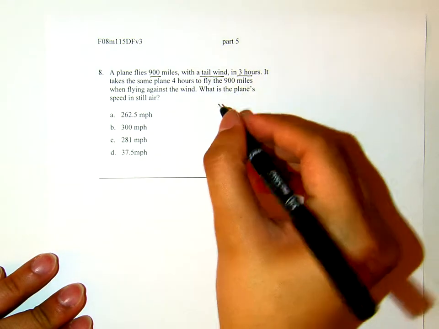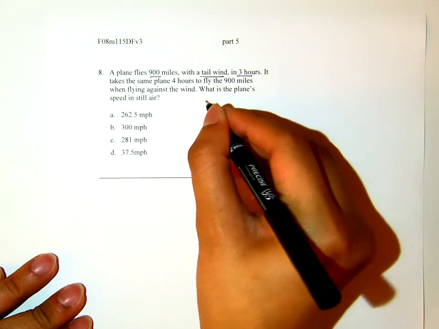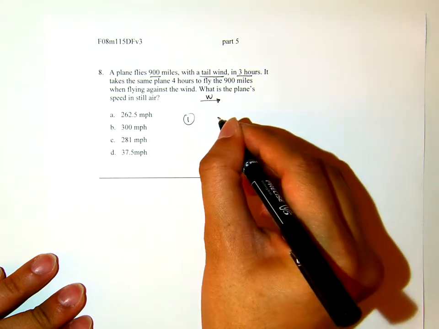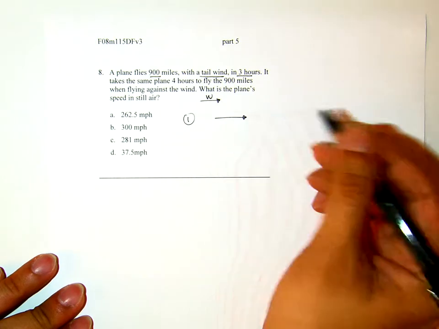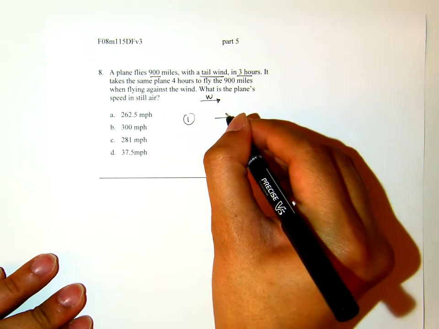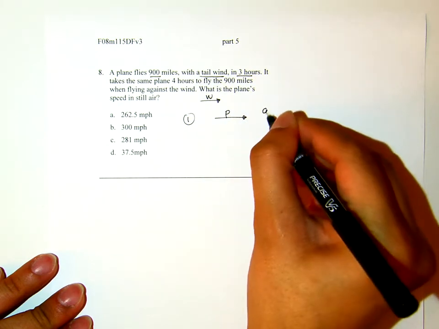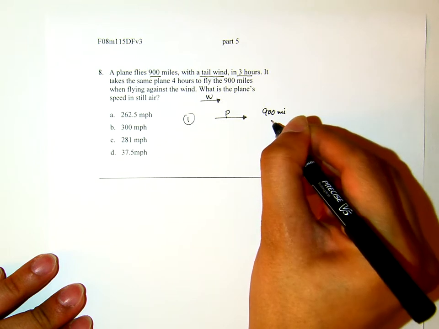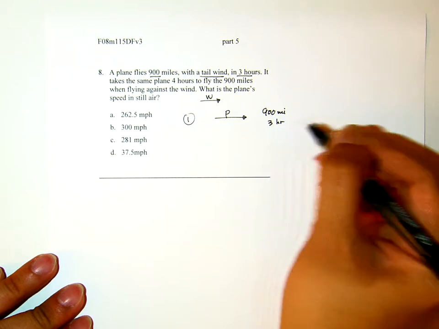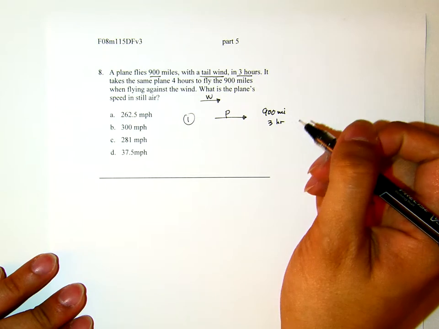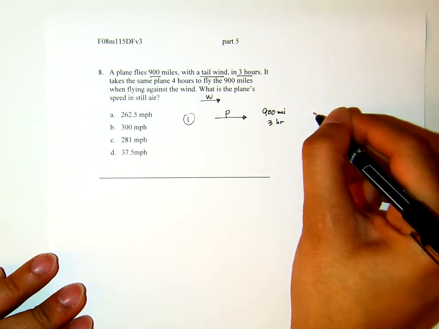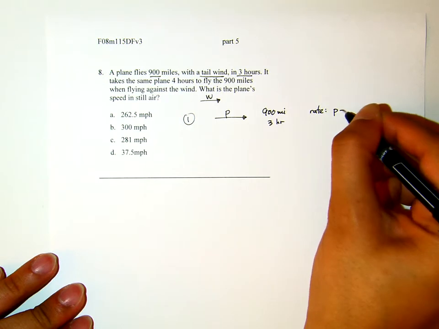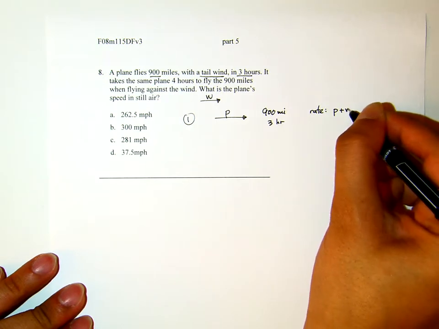Okay, so if we try to picture that, let's say this is the wind going in that direction. First, when it goes with the tailwind, it travels 900 miles in 3 hours. Notice that if you go with the wind, then the rate will be increased, right? The plane will be increased by the wind.